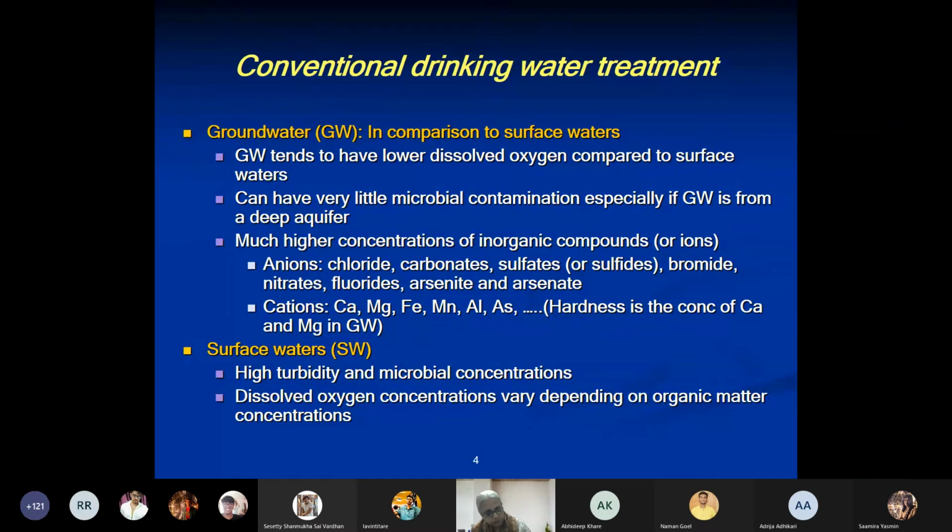Second point is microbial contamination. Now, if the groundwater is very deep, the water that goes into the ground is being naturally filtered as it moves in the subsurface. Because of the natural filtration, very little microbial contamination of groundwater happens. So the deeper the groundwater, the lower the microbial concentration.